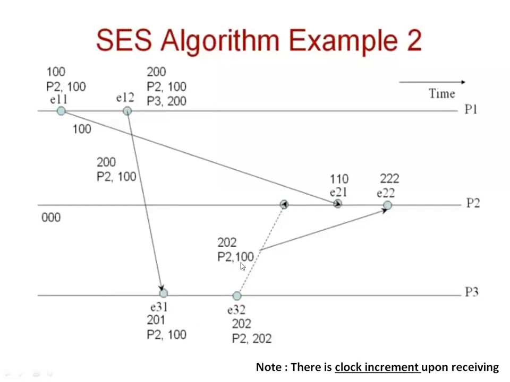And whenever this message is delivered, the timestamp is 202. Since it is the second event happening here, 1 will become 2. Maximum of 1 and 2 will become 2. Maximum of 0 and 2 will become 2. So the timestamp becomes 222.